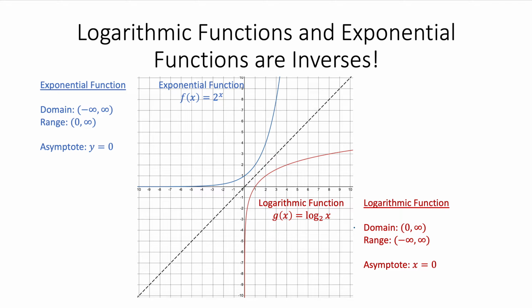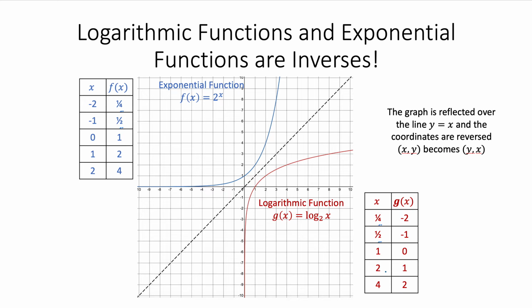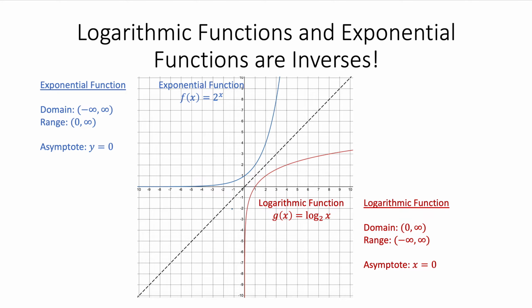The logarithmic function has a domain from 0 to infinity because the range of the original function becomes the domain of the inverse, right? And also the range is going to be all real numbers from negative infinity to positive infinity because the domain of the original function becomes the range of the inverse. Also, the horizontal asymptote will switch and become a vertical asymptote, right? So instead of having an asymptote at y equals 0, it's now going to have an asymptote at x equals 0, right? Which is this line right here.